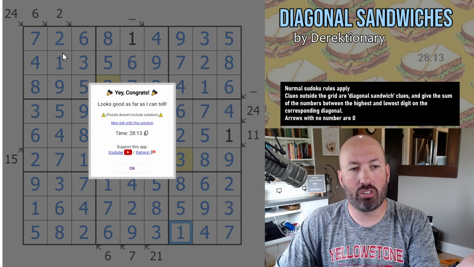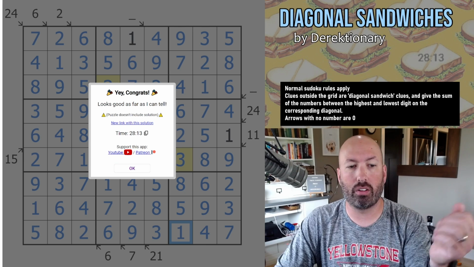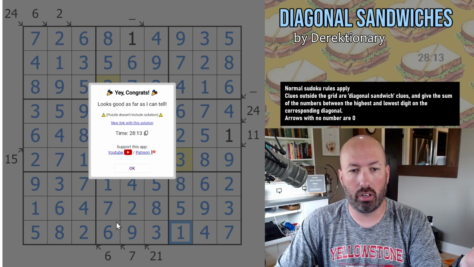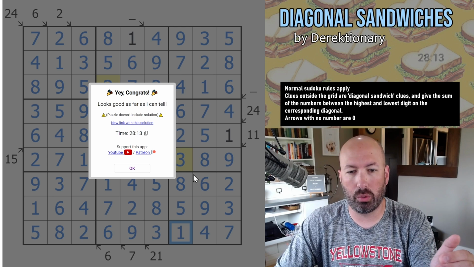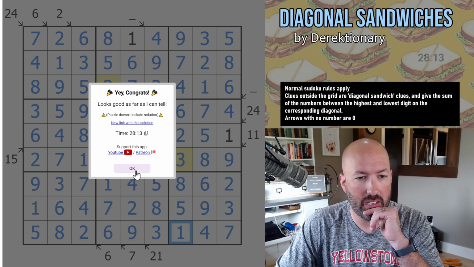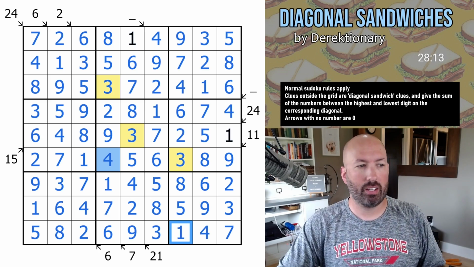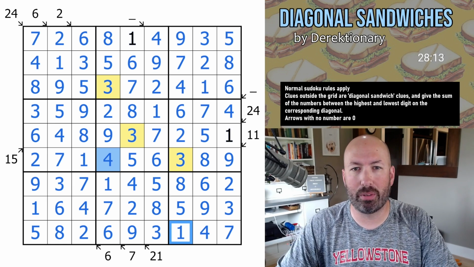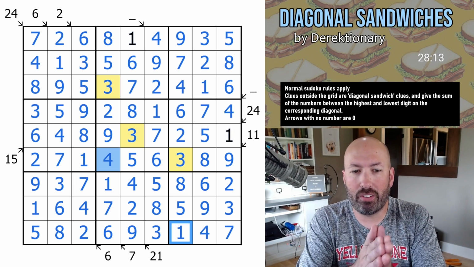Right, so the way this website works is unless you've inputted the solution, it only checks for the normal Sudoku. So it's not checking for the diagonal stuff. But I'm fairly confident I got that right. So there we go. All right, so I'm pretty sure that is the correct solution. I'll go through and double check, but very fun, very interesting.